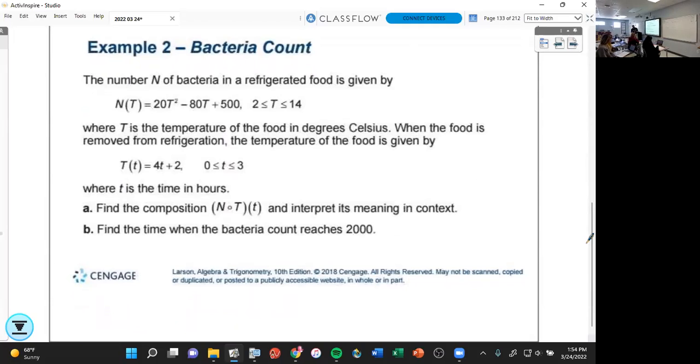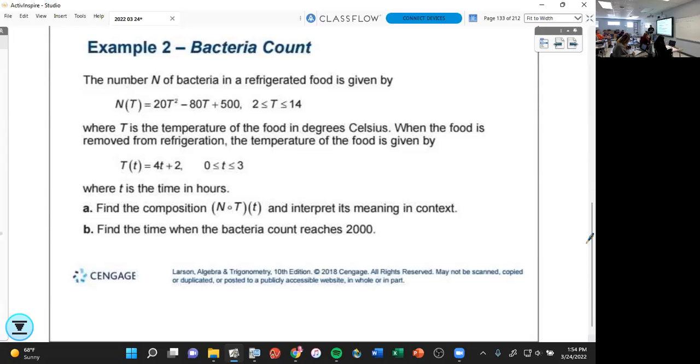Bacteria count. I've got a function here that says N of T is equal to 20 capital T squared minus 80 capital T plus 500. My domain for this is T is between 2 and 14. Capital T represents temperature in Celsius. Okay. When the food is taken from the refrigerator, the temperature of the food is given by capital T of lowercase t is equal to 4 times lowercase t plus 2, where t is between 0 and 3. We're taking food out of the refrigerator, 3 hours. How much bacteria is going to grow in 3 hours? That's what's going on here. Okay.